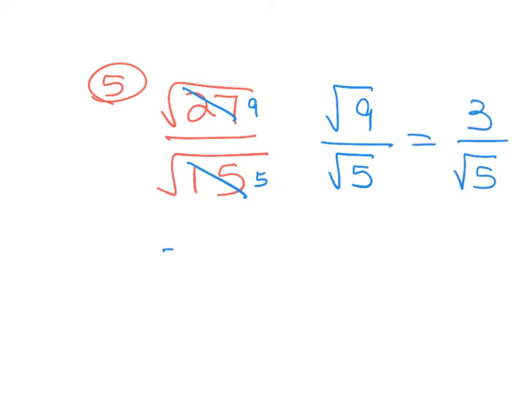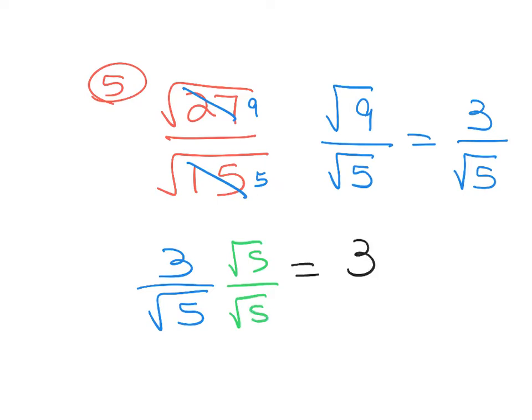But again, we can never, ever leave a radical on the bottom. It's illegal. We need to multiply the top and the bottom by that square root of 5 to rationalize. So this becomes 3 square root 5 over 5. I can't simplify the 5s because one 5 is inside the square root and the other one is outside the square root. So this is my simplified answer.